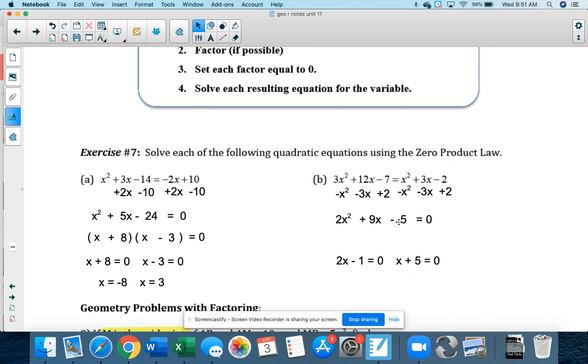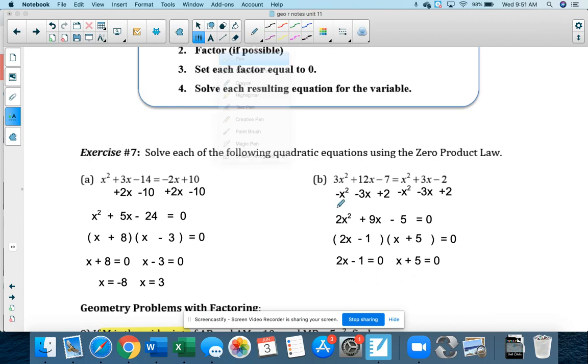I then have to factor this. Now, this one's a little bit harder to factor. 2x times x is 2x squared. I'm looking for numbers that multiply to 5 and add up to 9. It's not too hard because there's only one set of numbers that multiply to 5, 1 and 5. But it is important where you're putting them, because the only way you're going to get a positive 9x is if the 5 goes here. Because I need the 5 in this spot right here, because 5 times 2x is 10x.